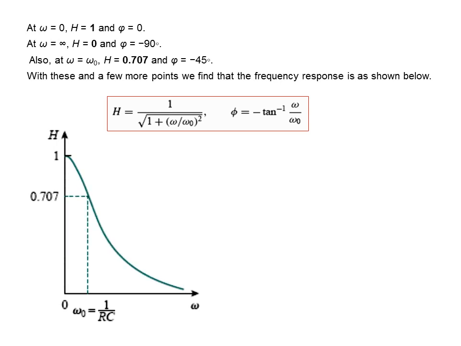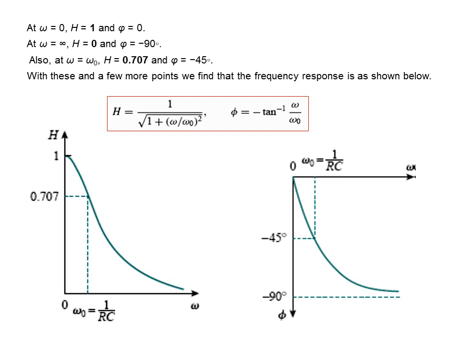H omega looks something like this. Starts with 1, decreases to 0. At omega naught, it is 0.707. And for the phase plot, it starts at 0 and ends at minus 90 degrees. At omega naught, which is 1 over RC, the angle is minus 45 degrees.